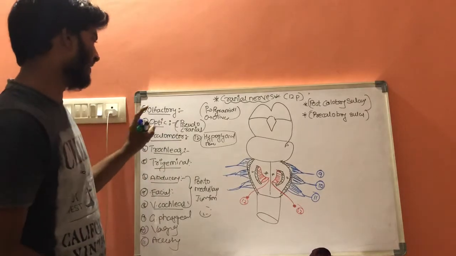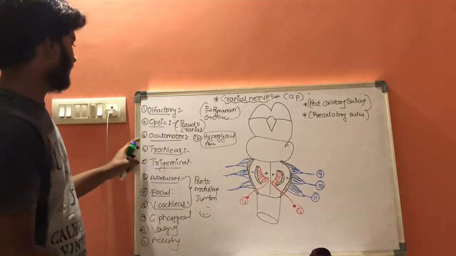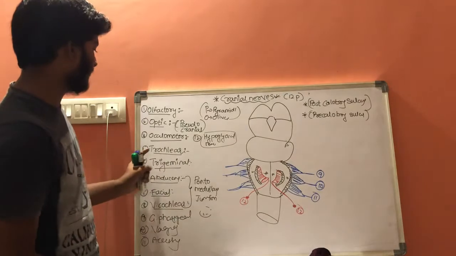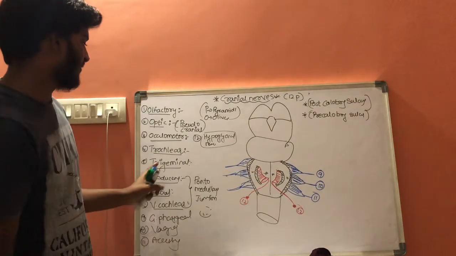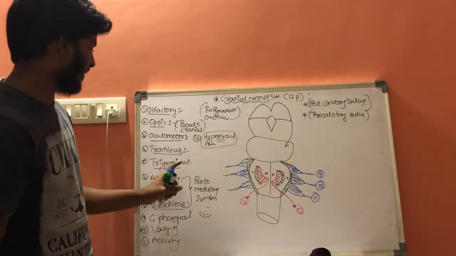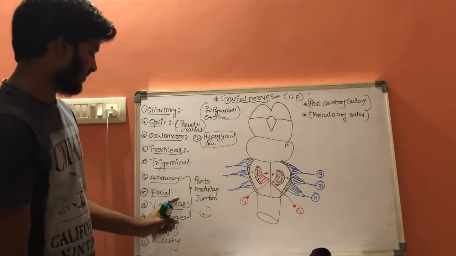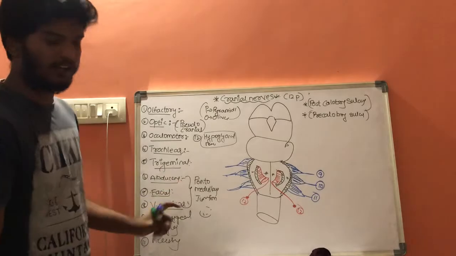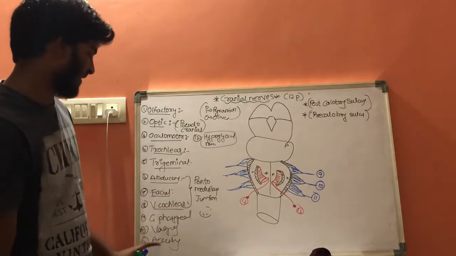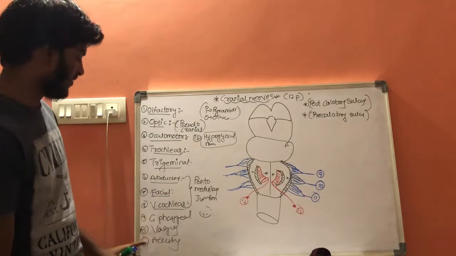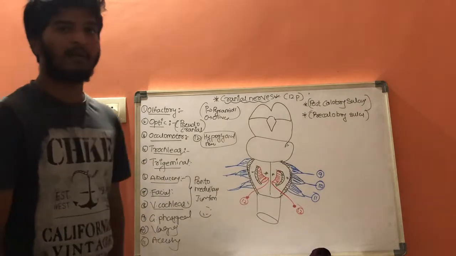That is, the first one is olfactory, the second one is optic nerve, the third one is oculomotor, and the fourth one is trochlear, the fifth one is trigeminal, the sixth one is abducens, the seventh one is facial, the eighth one is vestibulocochlear, the ninth one is glossopharyngeal, the 10th one is vagus, the 11th one is accessory, and the 12th one is hypoglossal nerve.